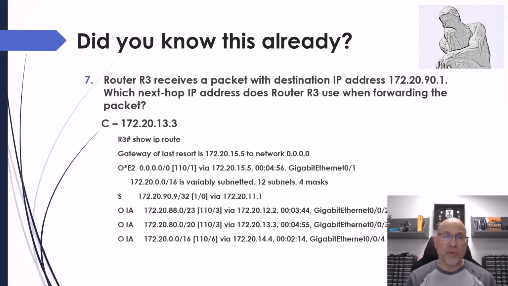Question number 7. Router 3 receives a packet with a destination address of 172.20.90.1. Which next hop IP address does router 3 use when forwarding the packet? And the answer was C, 172.20.13.3. Now that's this address down here.